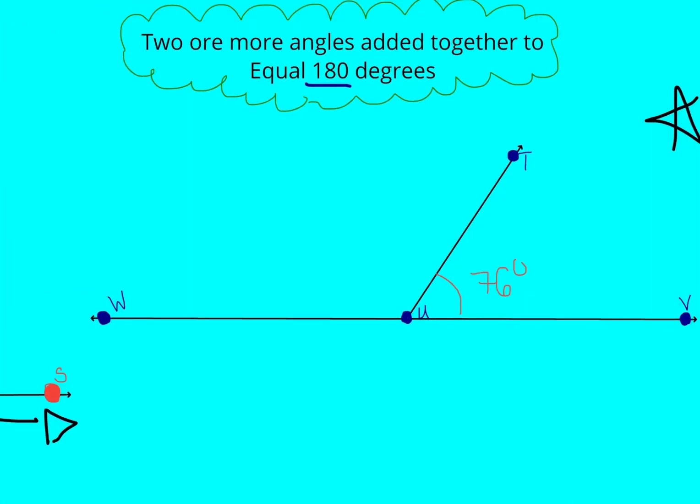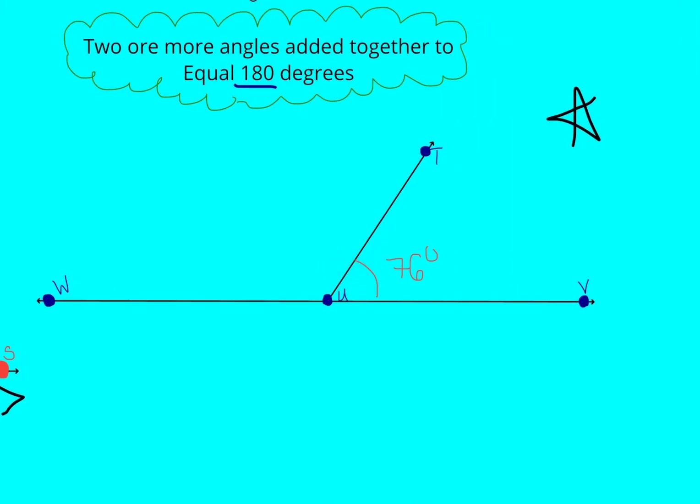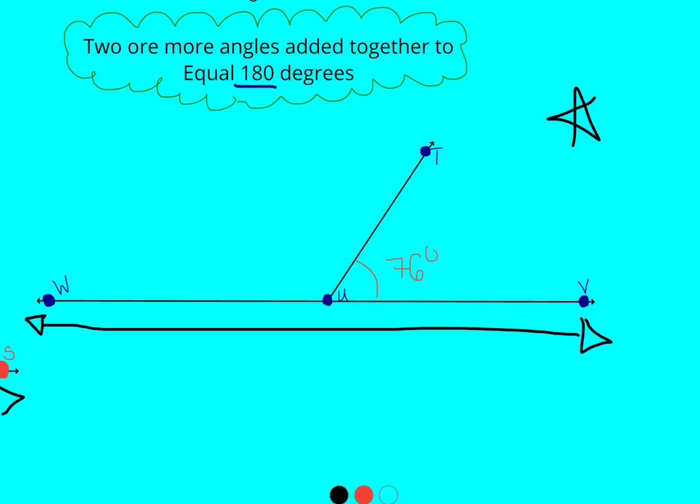For supplementary, look at my first angle measurement, which is WUV, which is a straight angle, and we know that all straight angles add up to 180 degrees. So if I added my TUV angle measurement plus my TUW measurement, they would add up together to equal 180 degrees. But I have this missing angle measurement for TUW. So how would I find that?